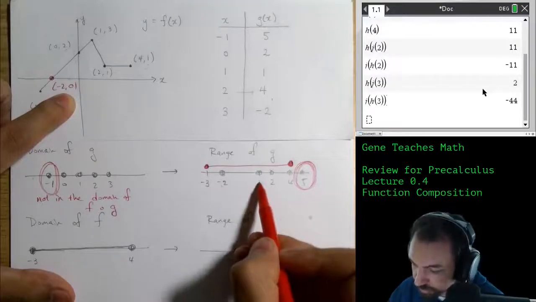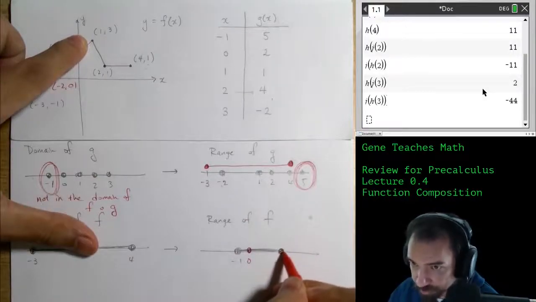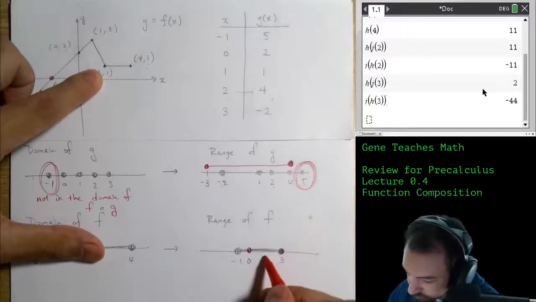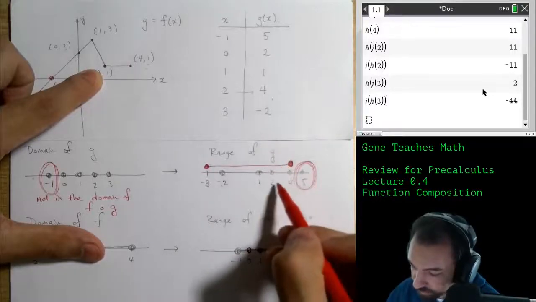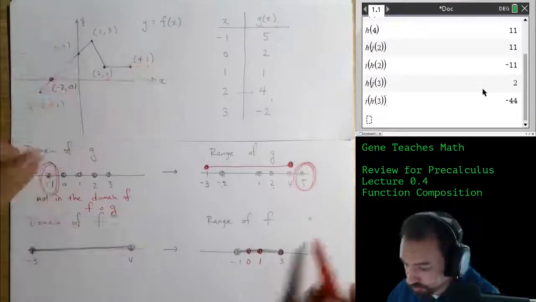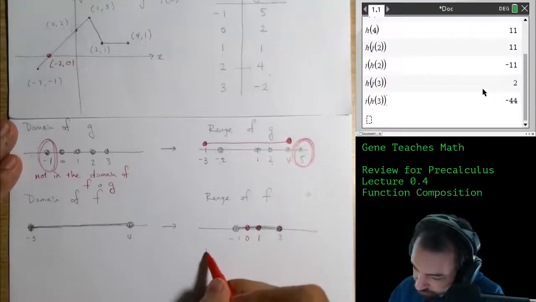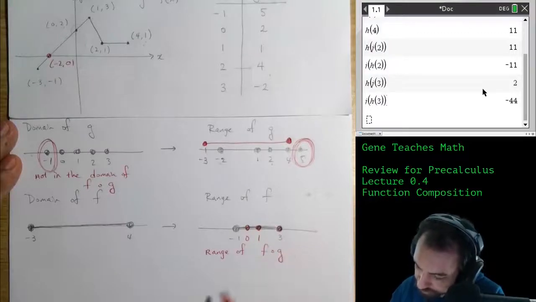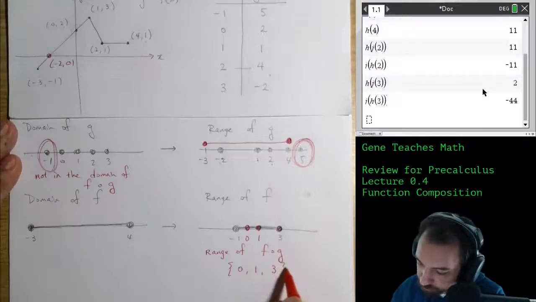And then when my input is 1, my x value is 1, my y value is 3, I'm going to get that value at 3. When my input is 2, I'm going to get an output of 1, so the number 1 is going to be part of the range. And then finally, if I use 4 as the input for f, the output is 1, so I'm going to get a repeated value of 1. So finally, we would say the range of f of g is the set of numbers 0, 1, and 3.